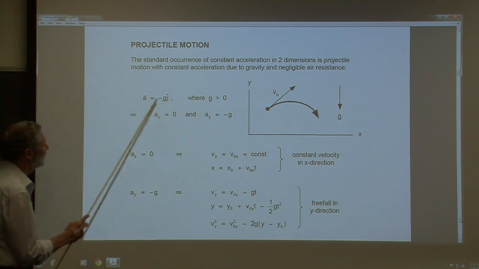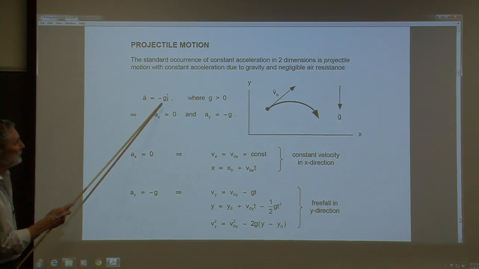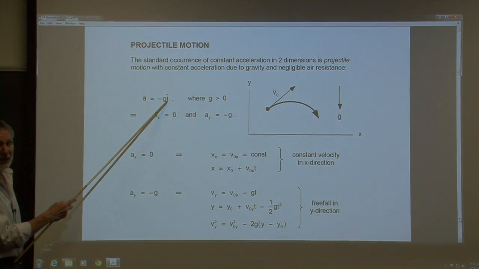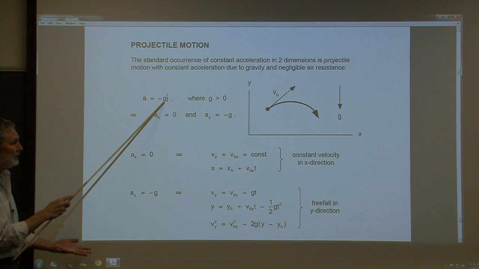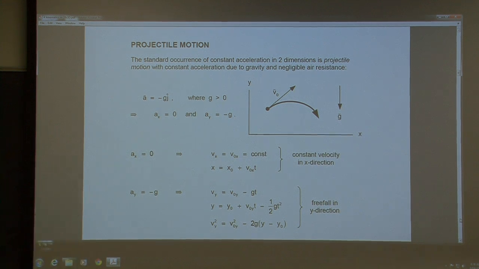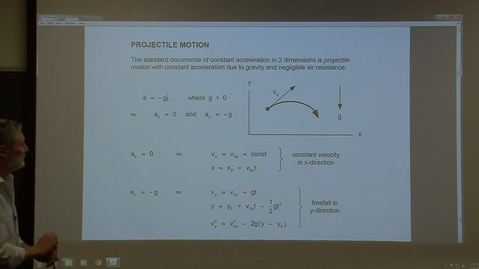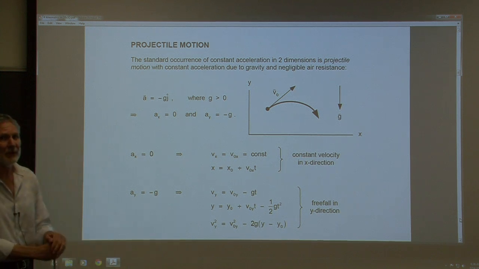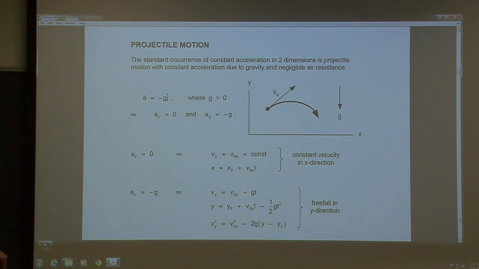So in this case, we have to write the acceleration, and we talked about this before in free fall in 1 dimension. It's going to be minus g times j. It's in the negative direction. g is, by definition, a positive quantity. It's the magnitude of the acceleration due to gravity. And what's the acceleration in the x direction? 0.